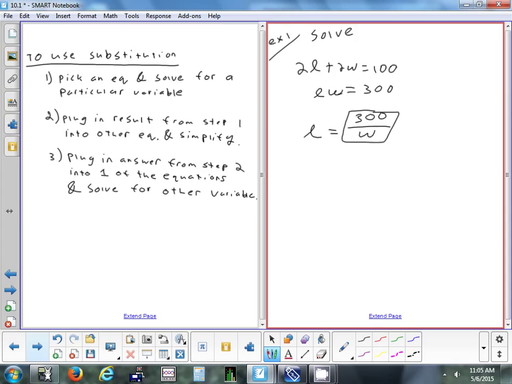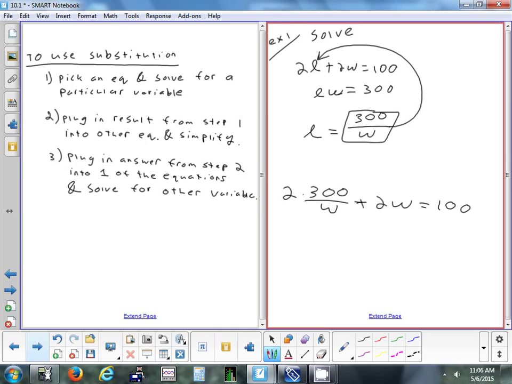Now L is 300 divided by W. Take that result and plug it into the other equation. Okay, so I'm going to take 2L plus 2W, fill in what we just got for L. So I have 2 times 300 over W plus 2W equals 100.